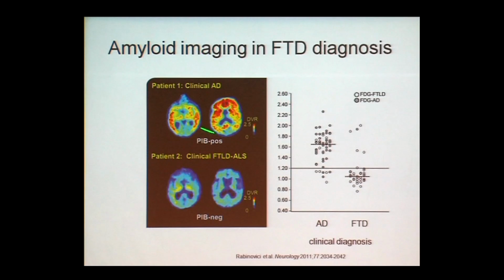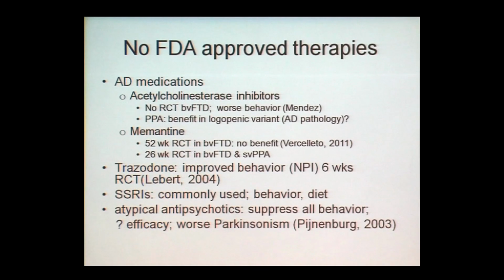But Dr. Rabinovich has shown very nicely, better than anyone I think in the world, that most FTD patients really do not have amyloid in the brain when we use these scans. And so even though they have a clear dementia, they do not light up with Pittsburgh compound B. And so again, another illustration that although there's often tau in the brain, there's no amyloid, and we wouldn't expect amyloid therapies to help FTD patients.